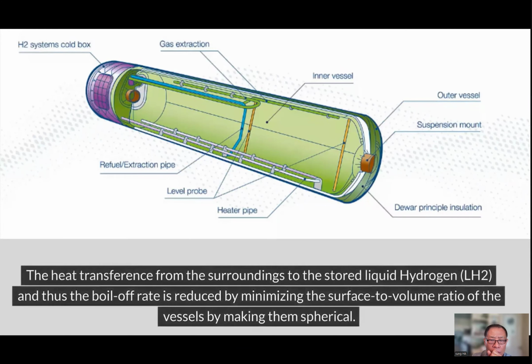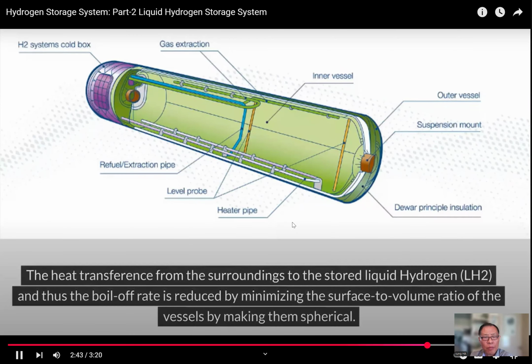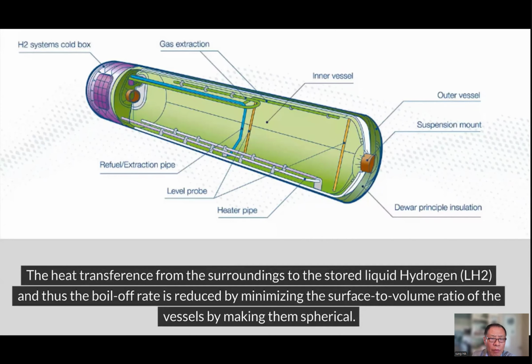The heat transference from the surroundings to the stored liquid hydrogen, LH2, and thus the boil-off rate is reduced by minimizing the surface-to-volume ratio of the vessels by making them spherical. LH2 vessels are usually double-walled with a gap between them.